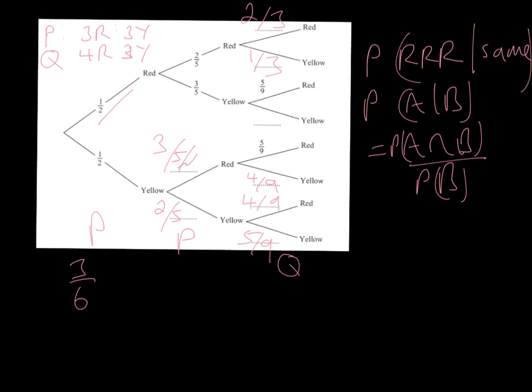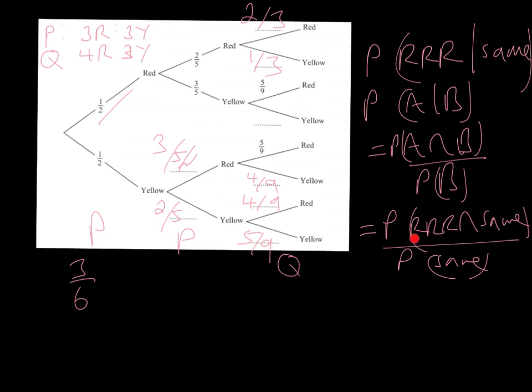So if we try and interpret this equation in the context of this question, this is going to be the same as the probability of red, red, red, and the same colour, all over the probability that they are the same colour. The only way of getting red, red, red, and the same colour is this branch here. So our numerator, therefore, is going to be a half multiplied by 2/5 multiplied by 2/3, which is just going along here.